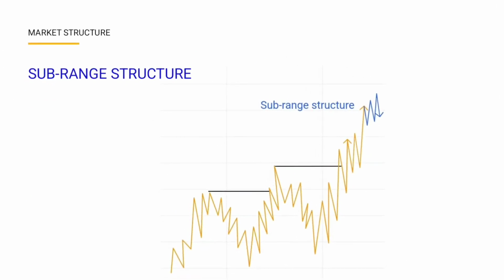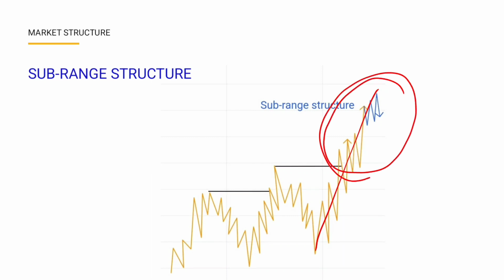What is sub-range structure? Sub-range structure is similar to range structure, but it is a subset of range structure. What do I mean? As we've said previously, this is the impulsive wave, and the part of this impulsive wave before the break of structure is the internal structure, and this whole part is the range structure because it occurs after the break of structure.